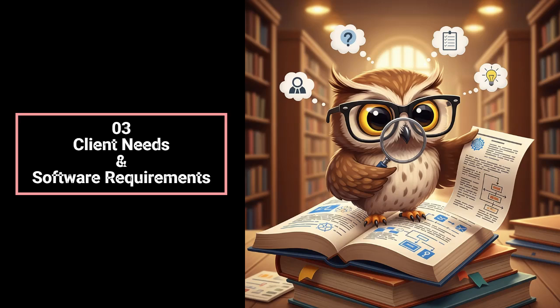Wiegers called vision the long-term strategic concept of the ultimate purpose and form of a new system. Very aspirational. Yeah. And scope, he said, draws the boundary between what's in and what's out for the project. Just perfectly captures that boundary setting aspect.